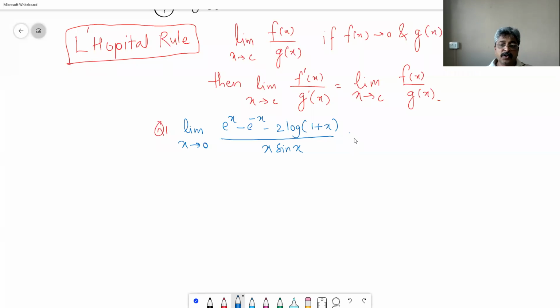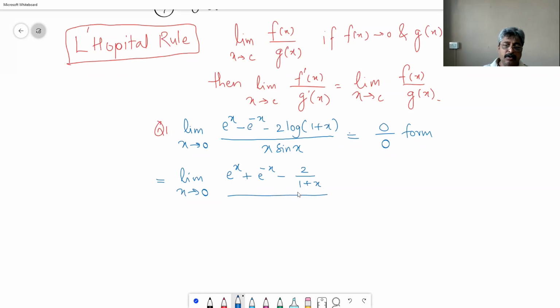Form. This is 0 upon 0 form. So apply L'Hopital. That means this should be equal to the limit as x tends to 0 of the derivative. Derivative of e raised to x is e raised to x. Derivative of minus e raised to minus x is plus e raised to minus x. Derivative of 2 log 1 plus x is 2 upon 1 plus x. Now derivative of numerator upon derivative of denominator: x cos x plus sin x.